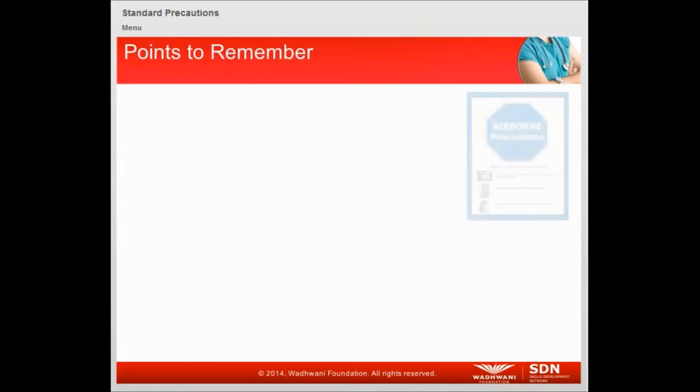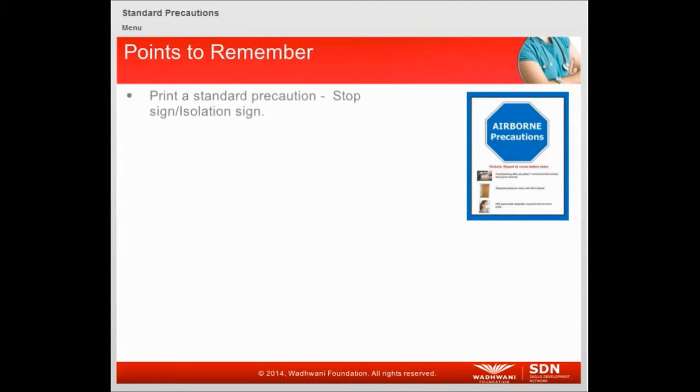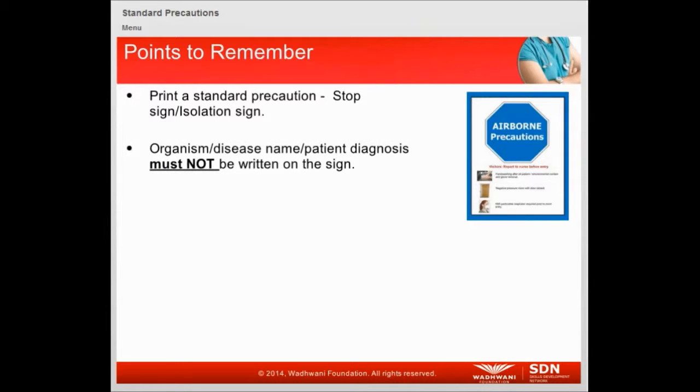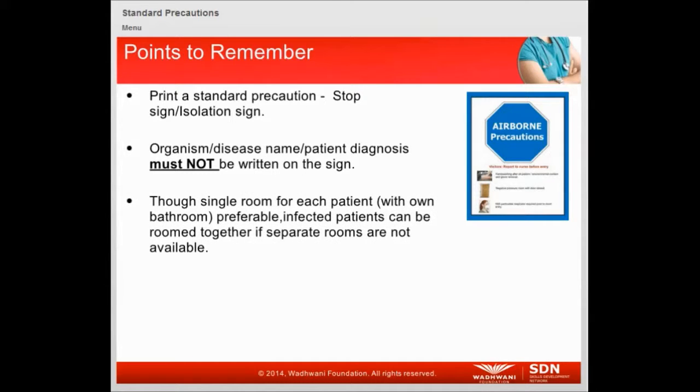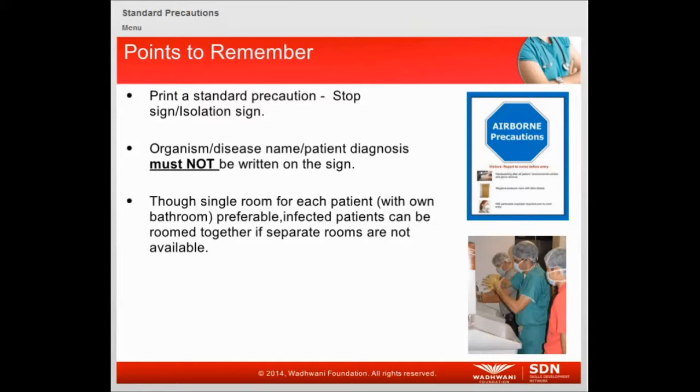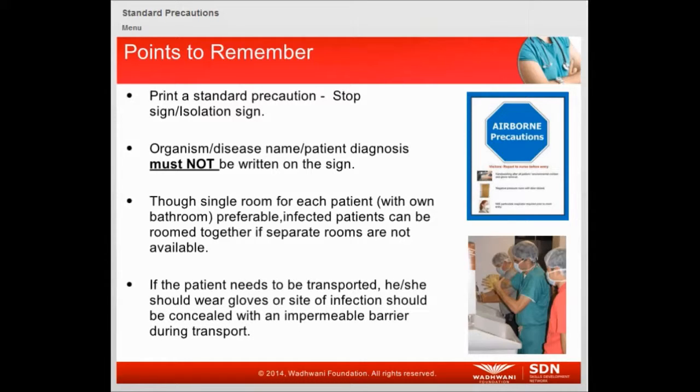Points to remember. Standard precautions. Print a standard precaution, stop sign or isolation sign. Organism, disease name, and patient diagnosis must not be written on the sign. Single room with own bathroom preferred, or infected patients can be roomed together if not available. If the patient needs to be transported, he or she should wear gloves, or the site of infection should be concealed with an impermeable barrier during transport.